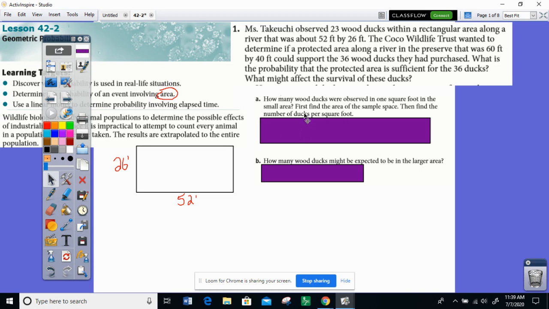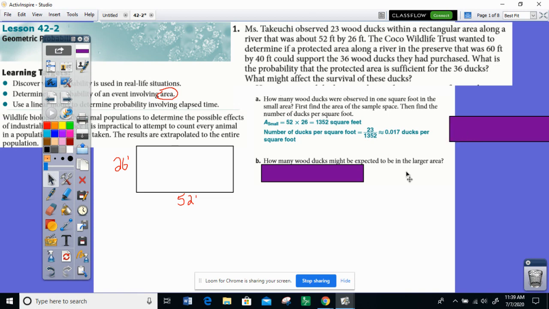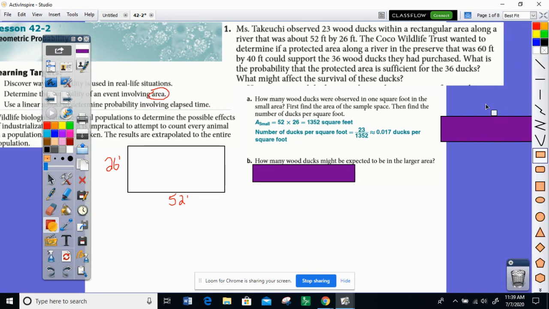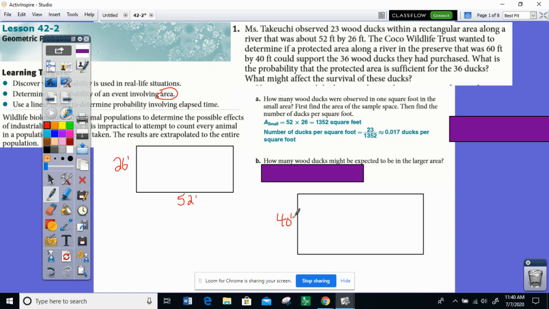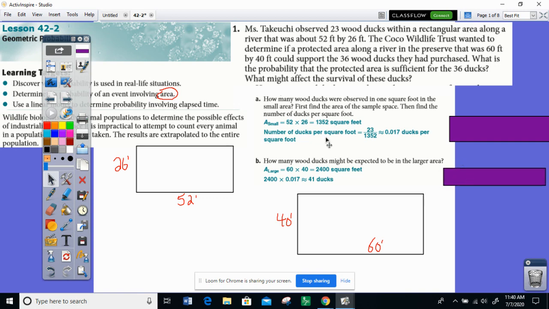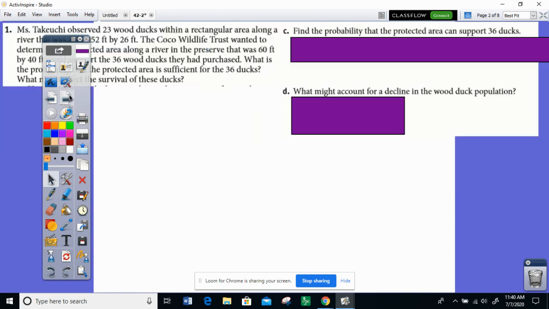So part A asks us to find the area of the sample space and then find the number of ducks per square foot. So that area would come out to be 1,352 square feet. The number of ducks per square foot is just the number of ducks divided by the area, so that's about 0.017 ducks per square foot. And then in part B, it says how many ducks might be expected in the larger area. Well, if that larger area is 40 feet by 60 feet, that larger area is 2,400 square feet, using our area formula, times the expected number of ducks per square foot gives us about 41 ducks.